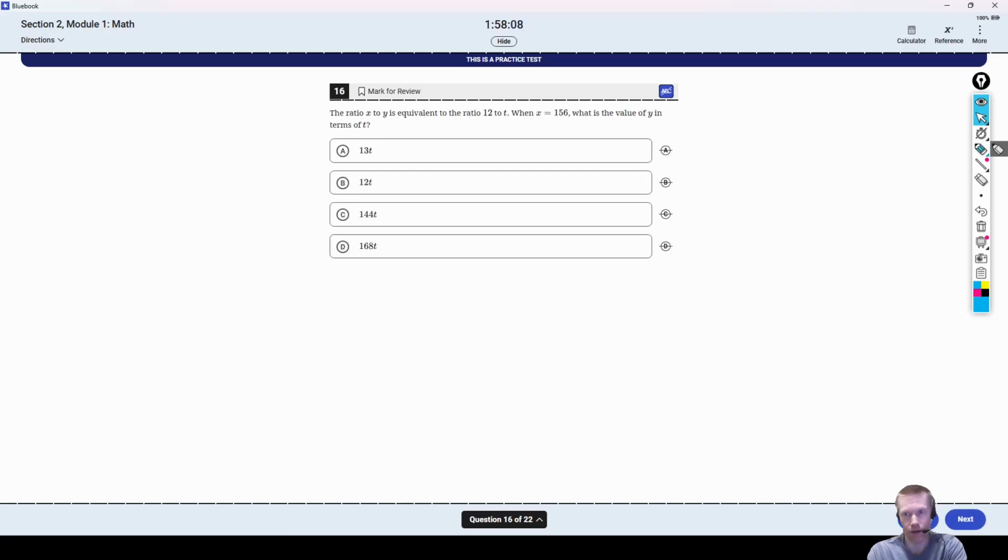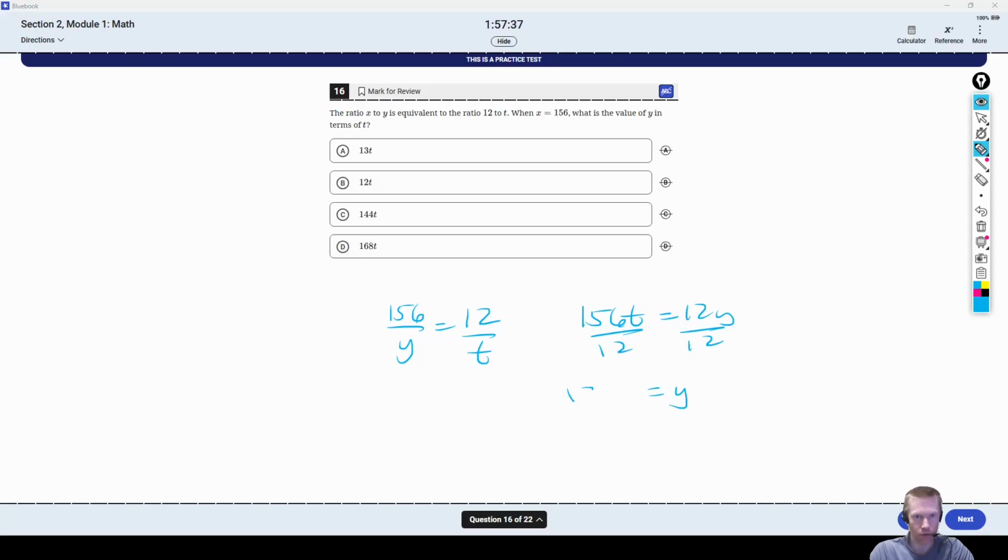Next up, we have a ratio problem here. So we know that x to y is equal to the ratio of 12 to t. Now, when x is 156, so let me just erase this. What is y in terms of t? Okay, so we're really just solving this for y. So I'm just going to cross multiply, and I would get 156t equals 12y, and then just divide by 12. Y equals, it looks like 13t. So the correct answer for this should be A.